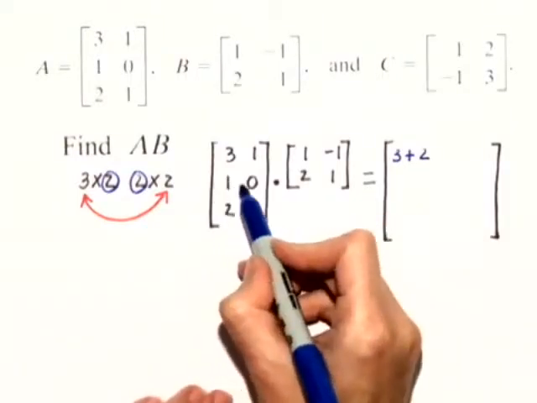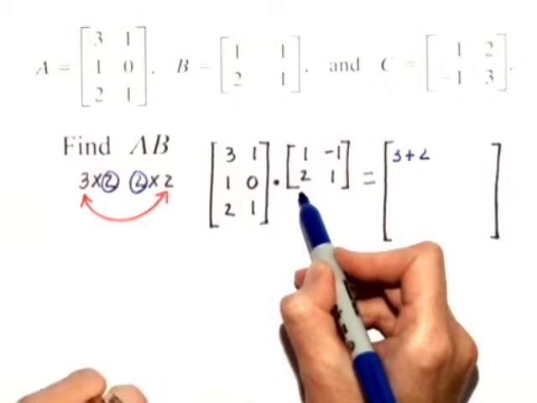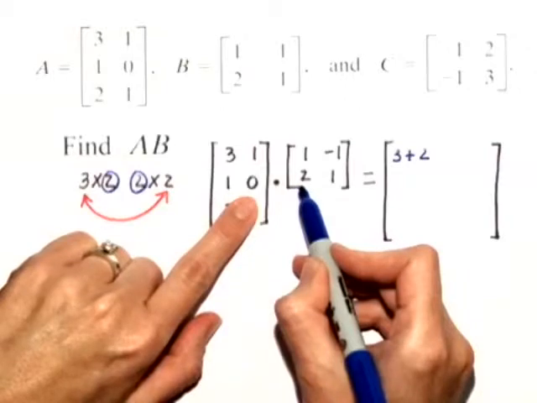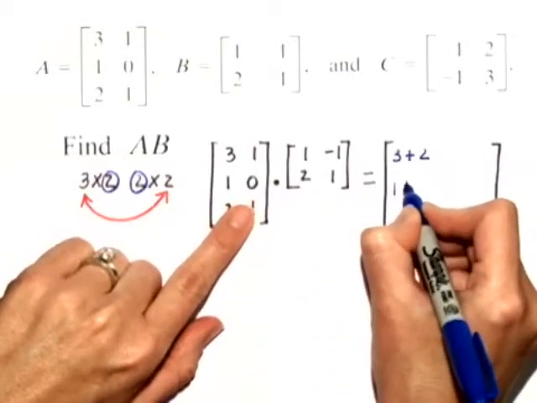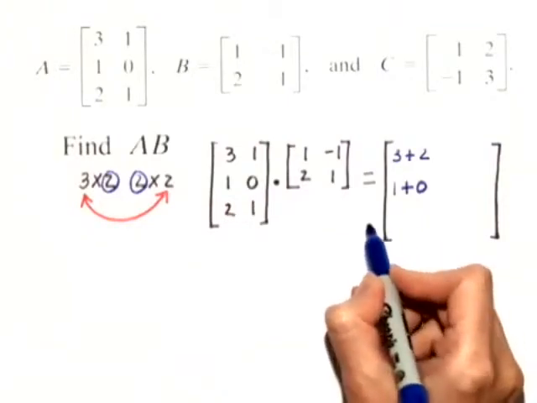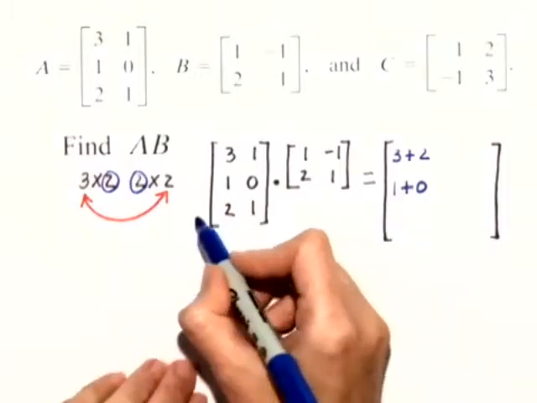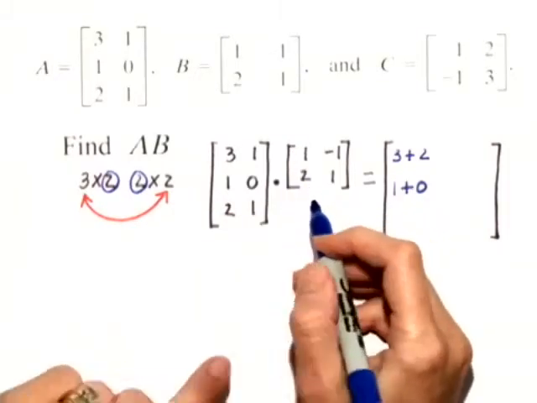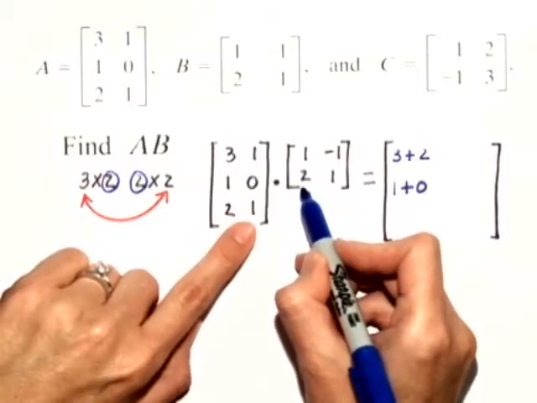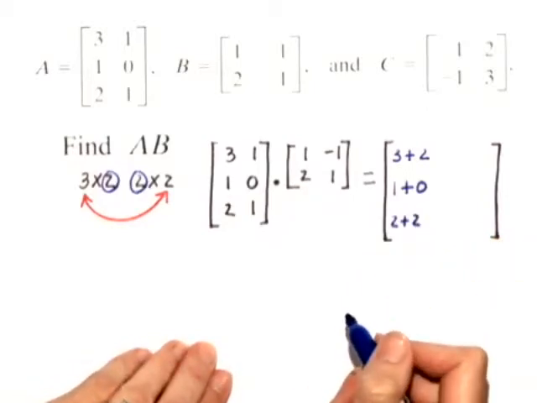Now, for my next entry, it's in row 2, but it's still in column 1. So I will take row 2 of matrix A times column 1 of matrix B. When I do that, I'll have 1 times 1 plus 0 times 2. 1 times 1 is 1 plus 0 times 2 is 0. Finally, I'm in the third row, so I multiply row 3 by column 1. Row 3 times column 1. And here I go. 2 times 1 is 2, plus 1 times 2 is 2. So I have a total of 2 plus 2. I'll simplify that in just a moment.